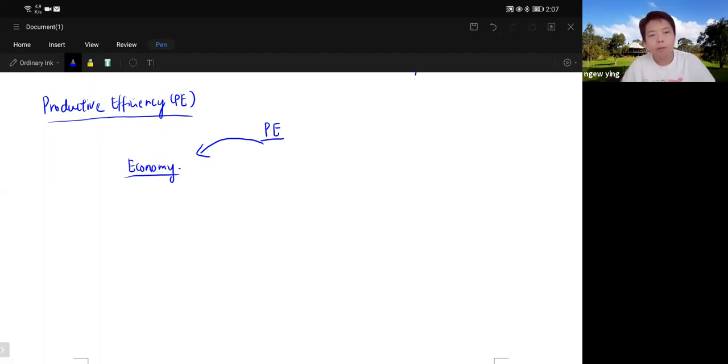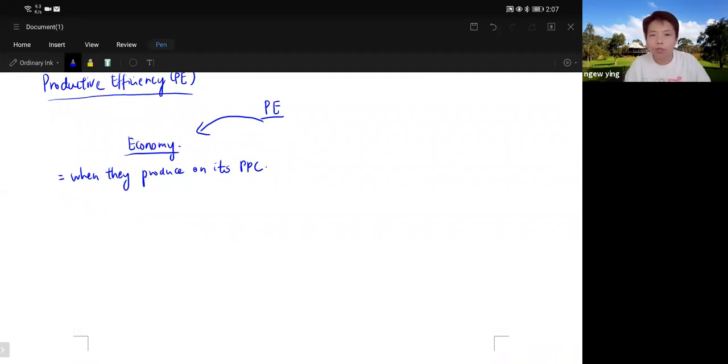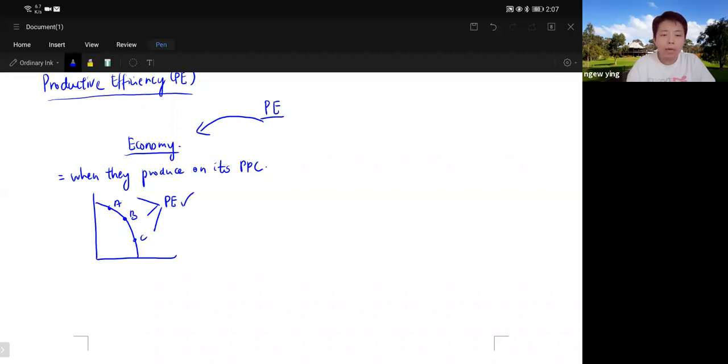In terms of the economy, that particular country is said to have achieved productive efficiency when it produces on its PPC. So no matter whether you are at point A, point B, or point C, as long as you produce on your PPC, you are fully utilizing your resources, then PE is achieved.